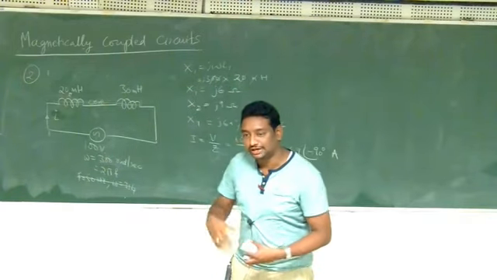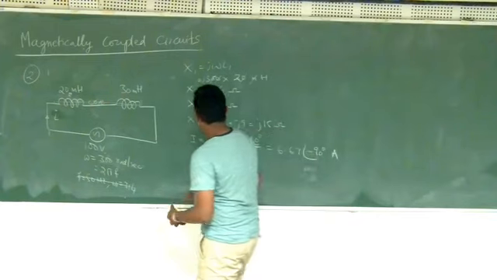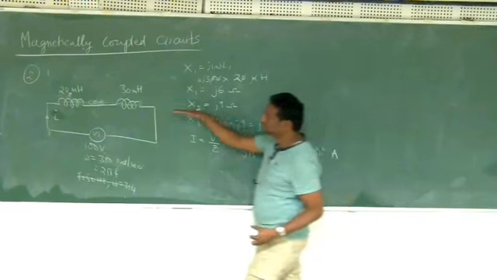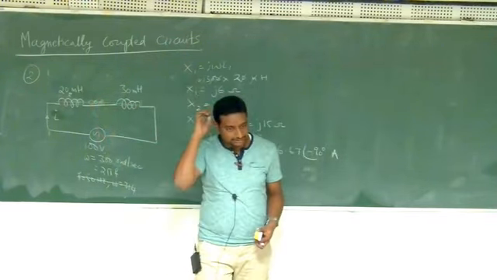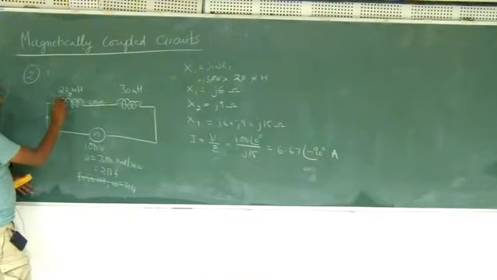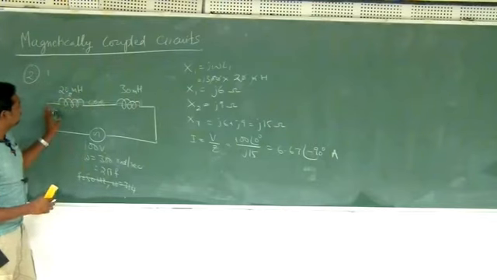So how do you make sense of it? The current will reduce. Just because you introduced a core, you are increasing the inductance and the current will be reduced. So let us see how it is. For the time being, let's assume that this is not changing. 20 millihenries remains 20 millihenries.